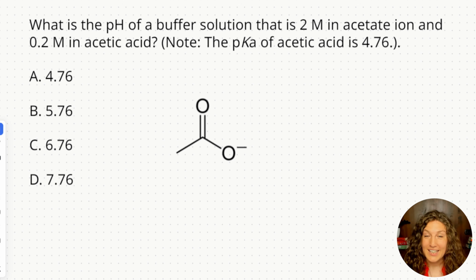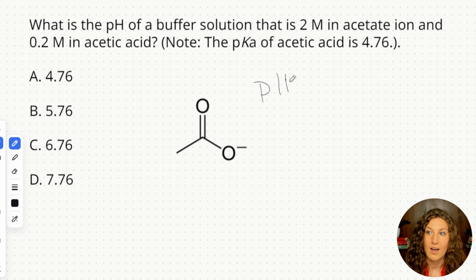All right, this one's a little tricky, but we can do it. What is the pH? Now they're asking for the pH of the buffer solution that is 2 molar in acetate ion and 0.2 molar in acetic acid. So in this case, they're actually giving us the concentrations of the base form versus the acid form. They're giving us the pKa, and they're asking us for the pH.